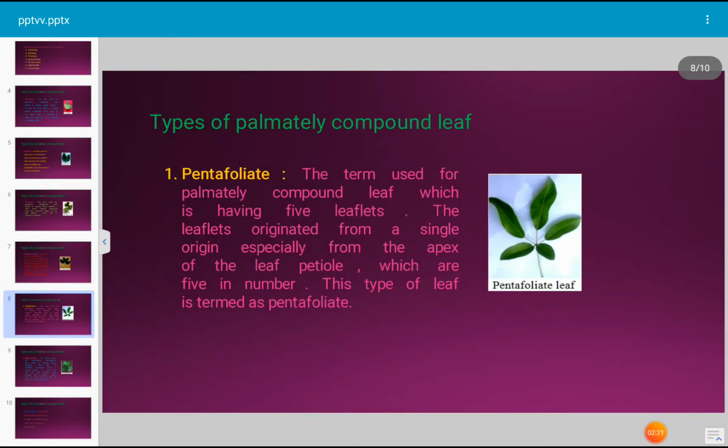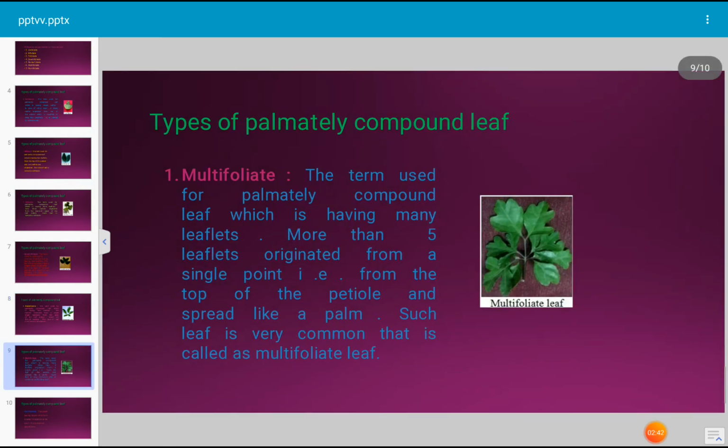Next, pentafoliate. Penta means five. The term used for palmately compound leaf which is having five leaflets. The leaflets originated from a single origin, especially from the apex of the leaf petiole, which are five in number, and this type of leaf is described as pentafoliate leaf.